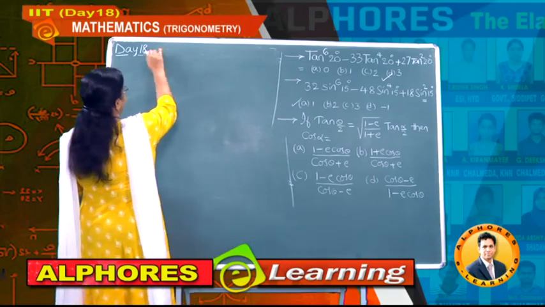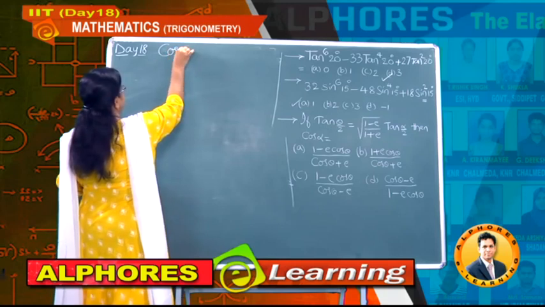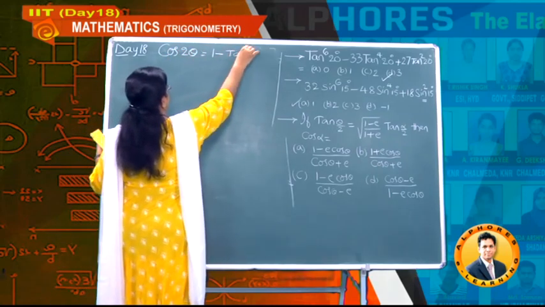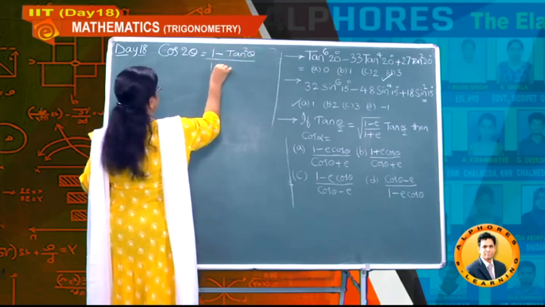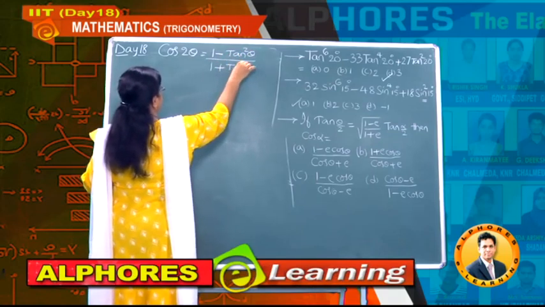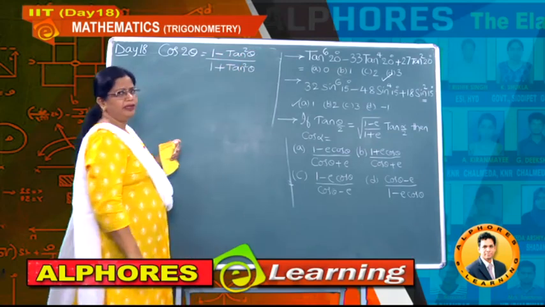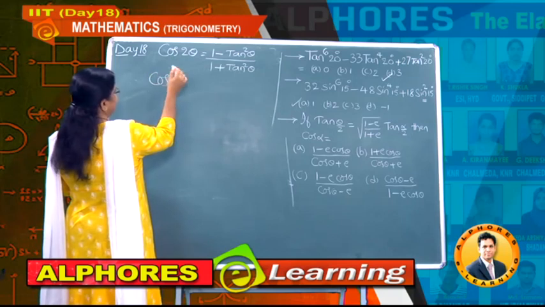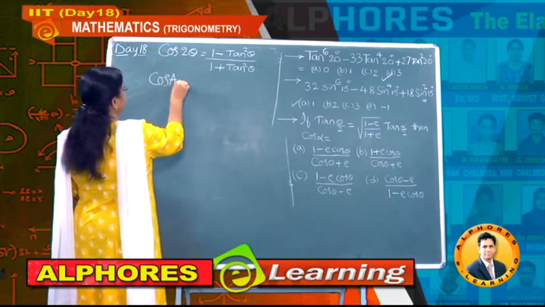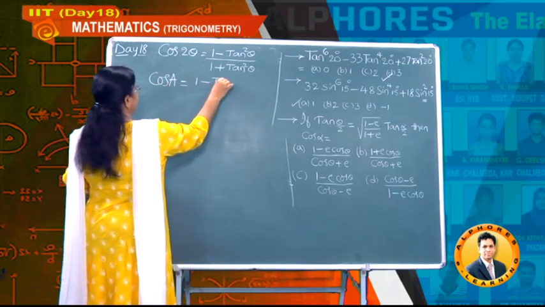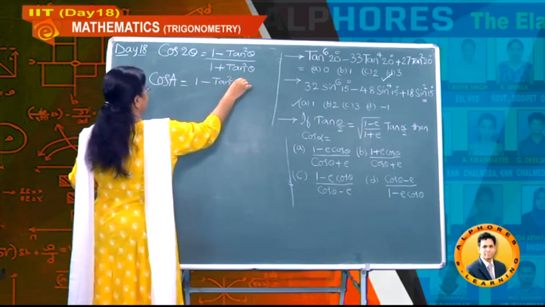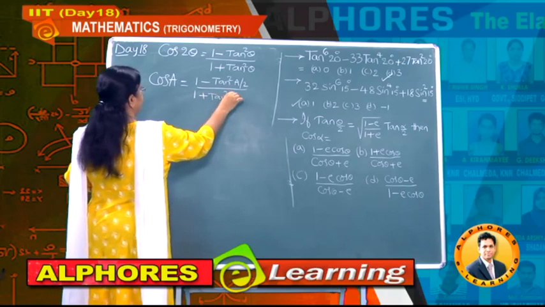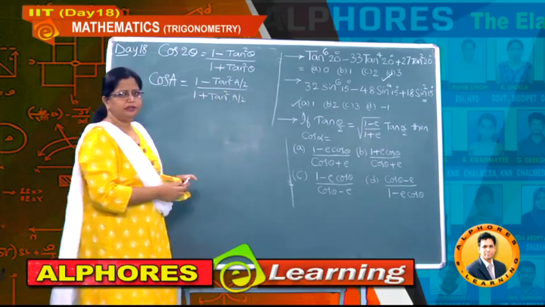Students, I think you remember this formula, that is cos 2 theta equals 1 minus tan square theta divided by 1 plus tan square theta. Understand? So this is the formula you are having, right? And this formula I can use as cos A equal to 1 minus tan square A by 2 divided by 1 plus tan square A by 2. Understand? What is the only difference you are observing here?